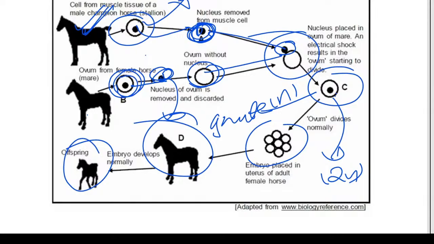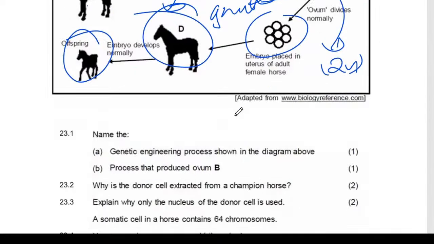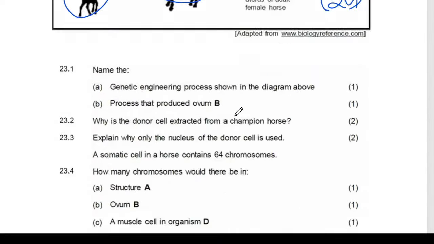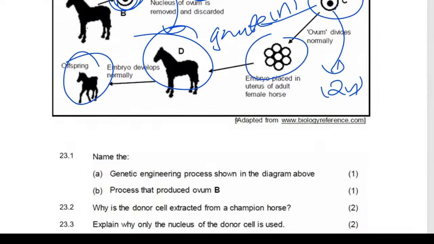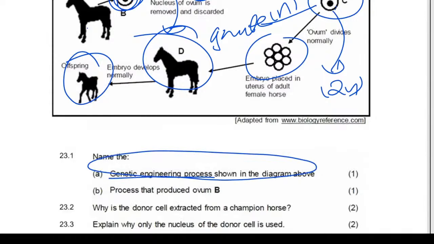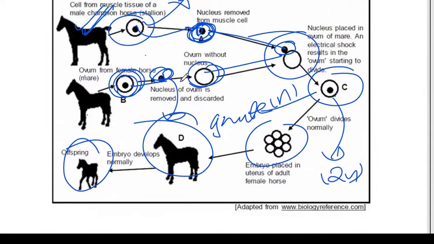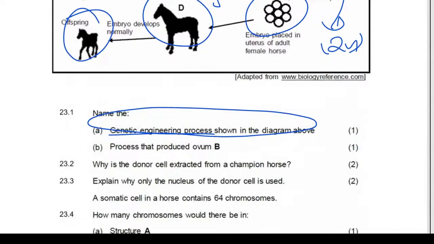Now let's go back to the people who are on the chat. Okay, whom should I start with? Ariel. Let's start. The genetic engineering process shown in the diagram above. What is the genetic engineering process shown above? Ariel, how do you call this process? Cloning. Cool. So if you got cloning, correct.